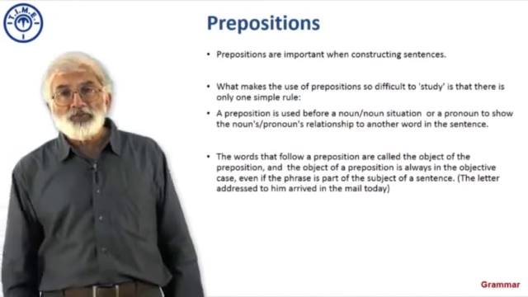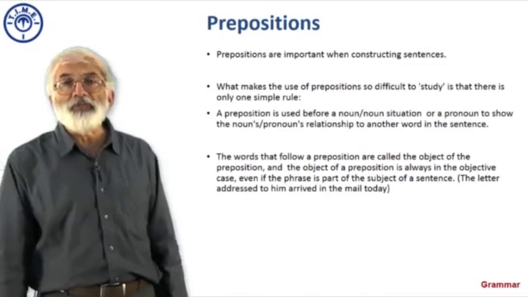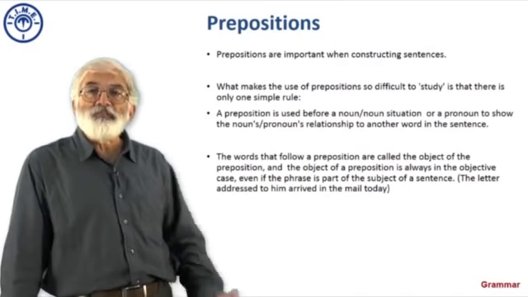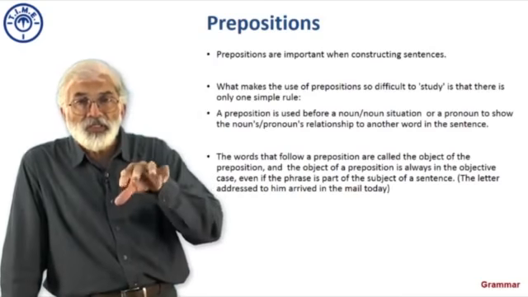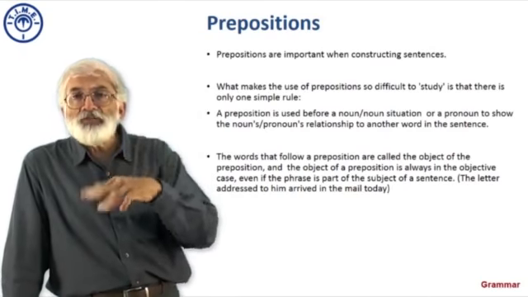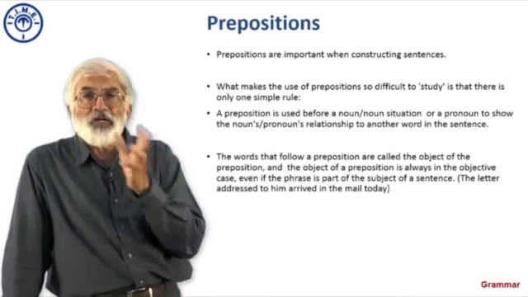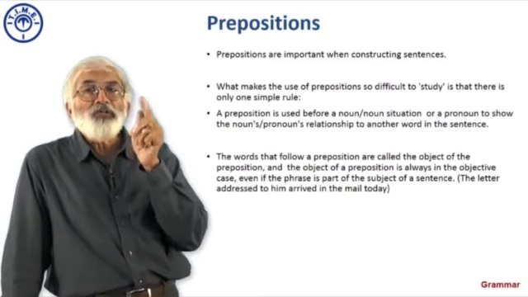The sample there tells you that, no? The letter addressed to him arrived in the mail today. You recognize the overall sentence: the letter addressed to him is the subject, arrived is the verb, and in the mail today is what we are talking about, right? It arrived. How did it arrive? In the mail today. Now I have got the letter addressed to him.